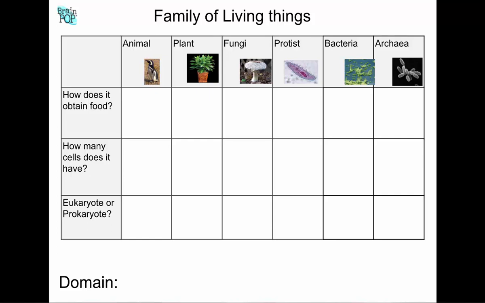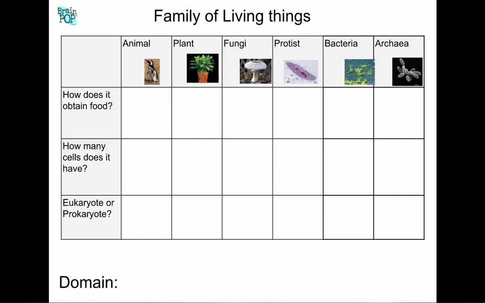And as we did yesterday, we talked about how they get food, how many cells they are made out of, and whether they are eukaryotic or prokaryotic. We'll just summarize in this table. Hopefully you remember a bunch of this. Starting off with how they obtain food, what are the 2 words that we're going to be using to fill in here?